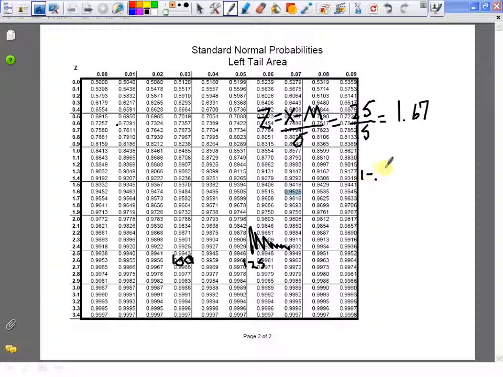1 minus 0.9525 is 0.0475. So that's our answer. The probability of getting someone with an IQ score greater than 125 is about 4.75%, or a probability of 0.0475. So we'll take another look at the calculator.